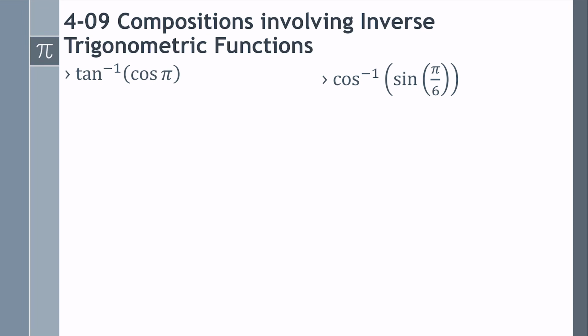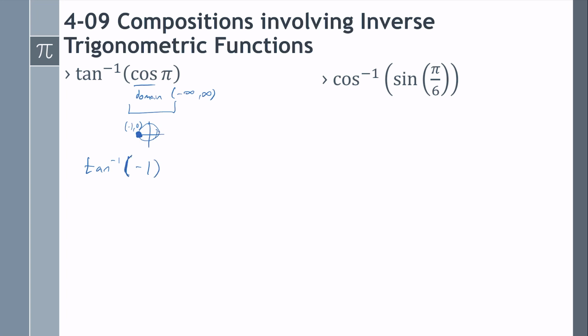Let's try a couple more. Oh, these are more interesting because they're not the same function. So we need to check our domain. Does this work? The domain of cosine is negative infinity to infinity, so it works. All right, so what we're going to do is evaluate this. Pi is here, so what is cosine of pi? Cosine is the x, so it's -1. So this is the same as saying inverse tangent of -1.